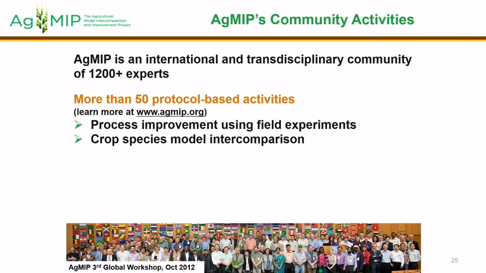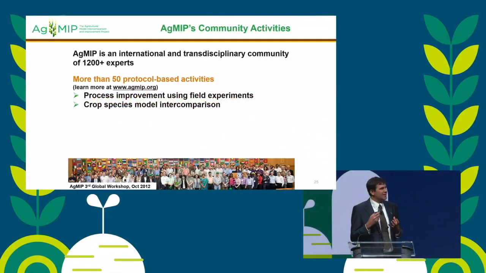So within AgMIP, this fundamental connection of models, the fundamental idea of iterating and improving and systematically addressing these challenges has led to a community of now more than 1,200 experts around the world, and more than 50 protocol-based activities where we work together to intercompare and improve our models as well as apply them. I'm going to go through this very quickly, but one of the fundamental things we do is we build process improvements using field experiments right at the ground and even lower levels.